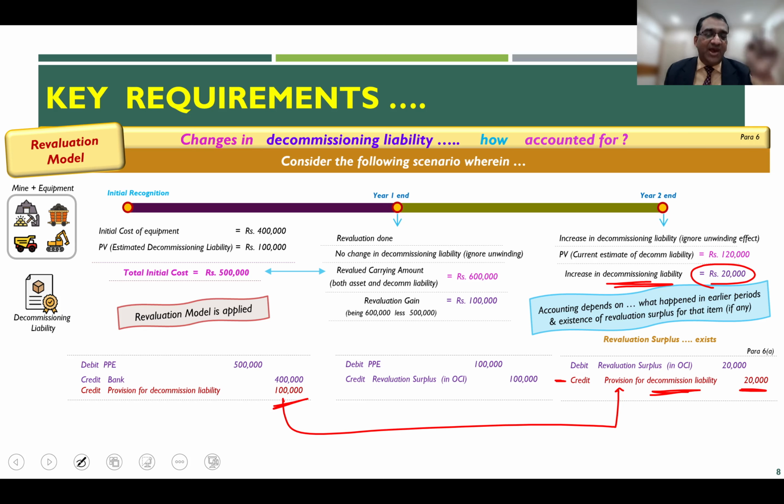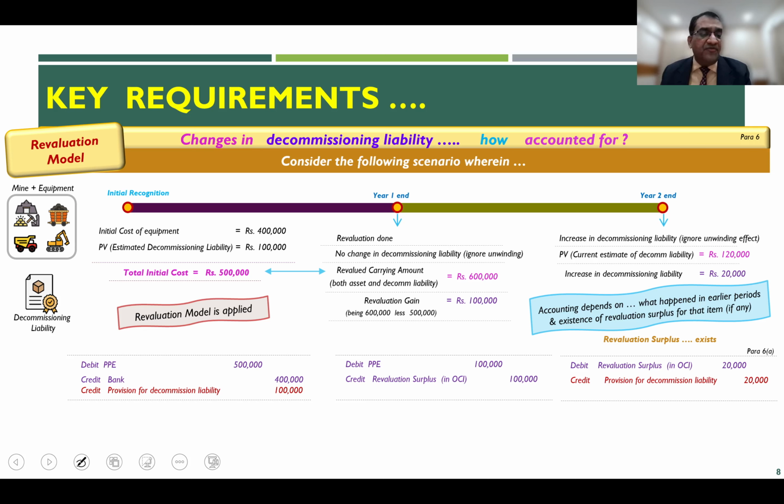The question is what debit you have to do. Now the debit will depend upon what has happened in the previous years. In this case, because revaluation surplus did exist as at the end of year number 2, because of the recording of the revaluation gain in year number 1, the debit for this increase in the liability will be to the revaluation surplus.